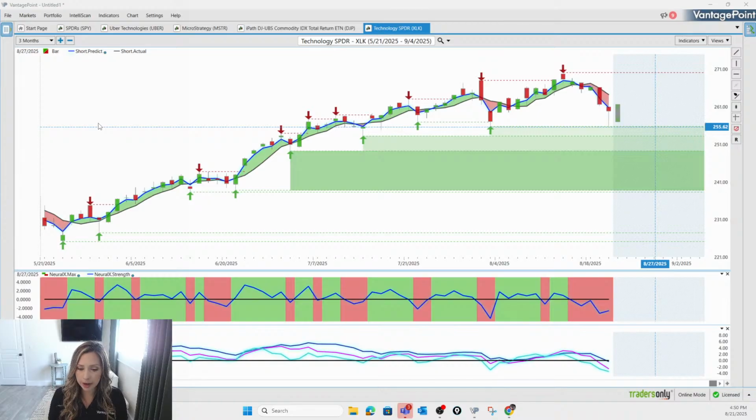So we've talked about quite a few things today. Are there any other ticker symbols you guys want to pull up? Because we have about 10 minutes left. So let's just open this up.